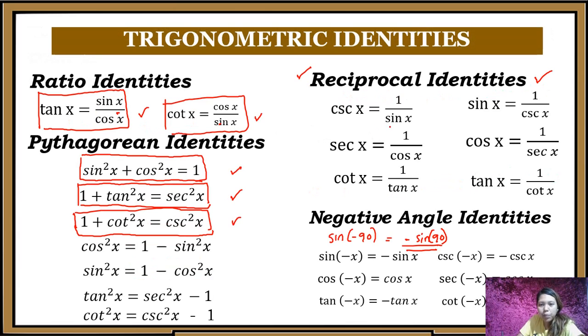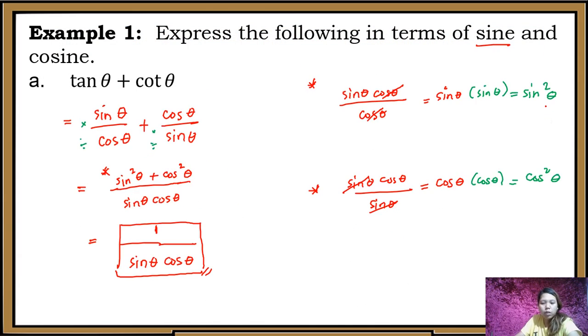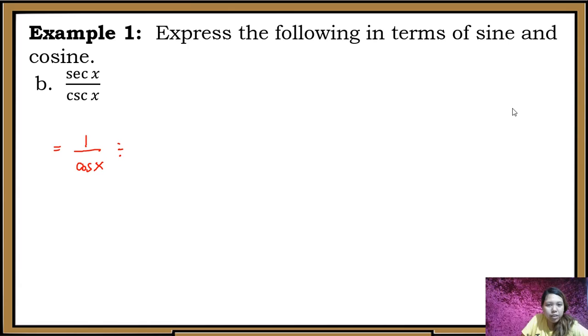Tara, reciprocal function, cosecant and secant. So we have here 1 over sine x divided by... Take note, the rule for fractions: we take the reciprocal of our divisor and then proceed to the rule of multiplication. So it becomes 1 over cosine x. Instead of division, it becomes multiplication, since it is already reciprocated.